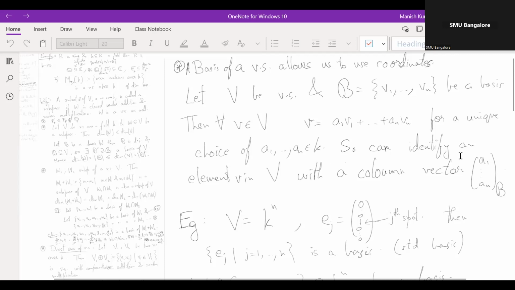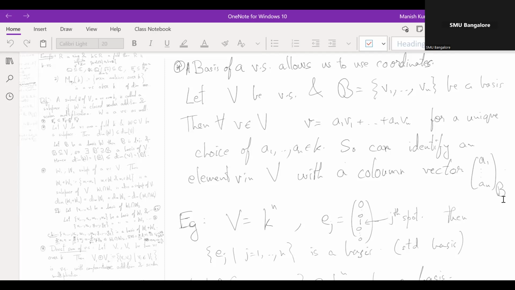So what you can do is identify this V with this column vector A1 to AN. Many people write it as a column vector instead of a row vector. So you can identify this element V of this vector space V with this column vector A1 to AN in some sense. Once we define this linear map, we will see that any vector space of dimension n is isomorphic to K power n, where K is the base field.